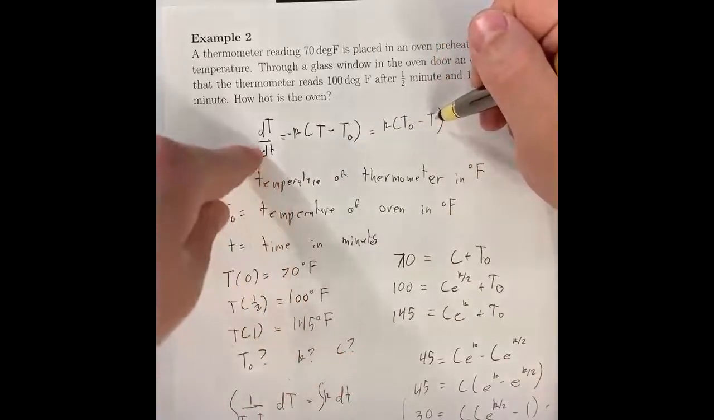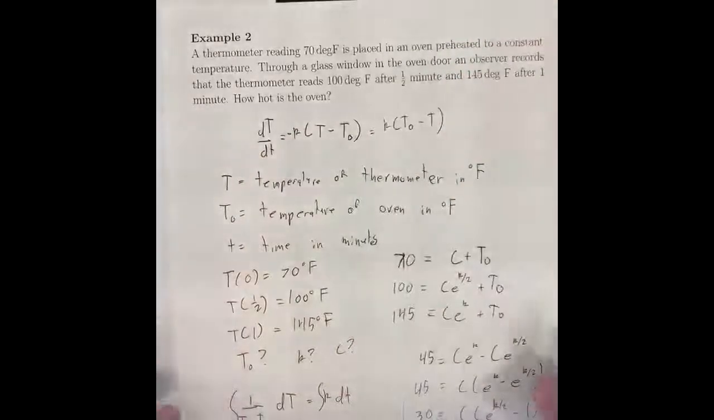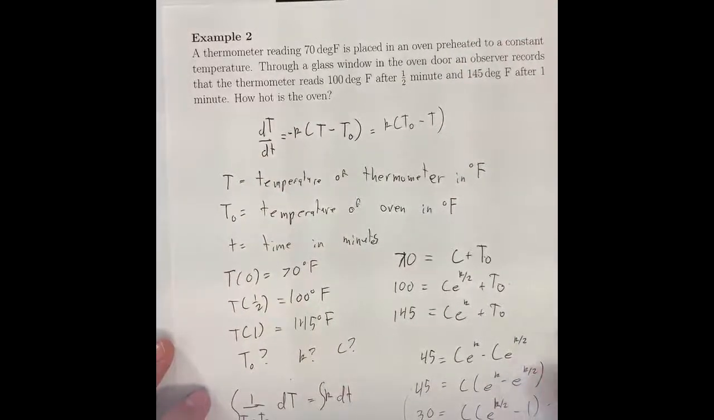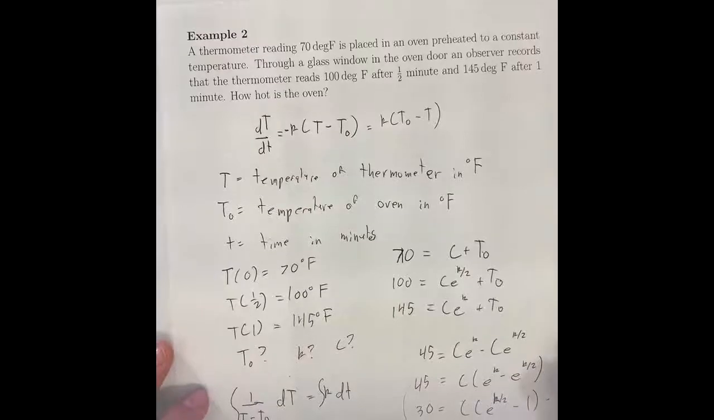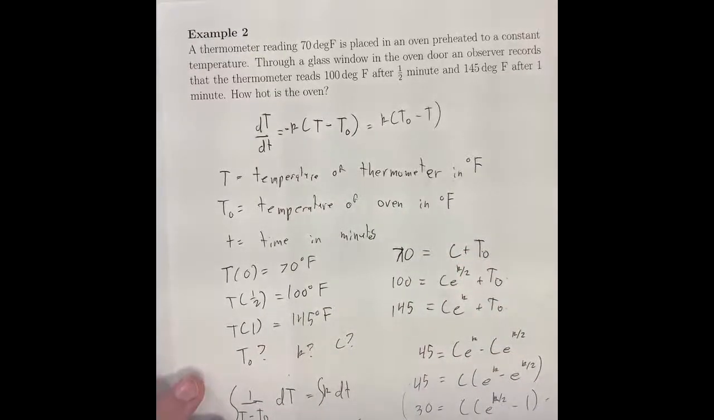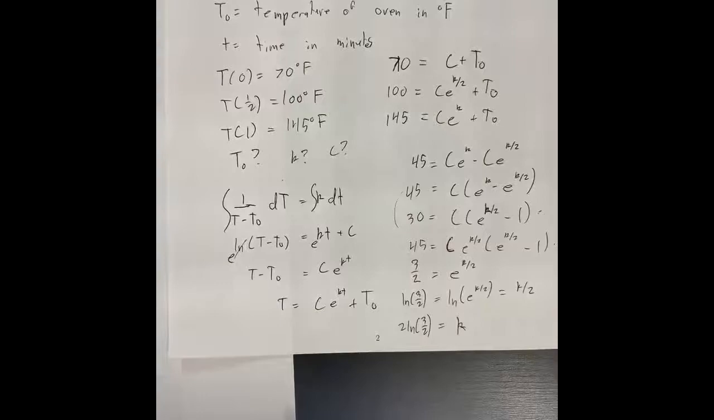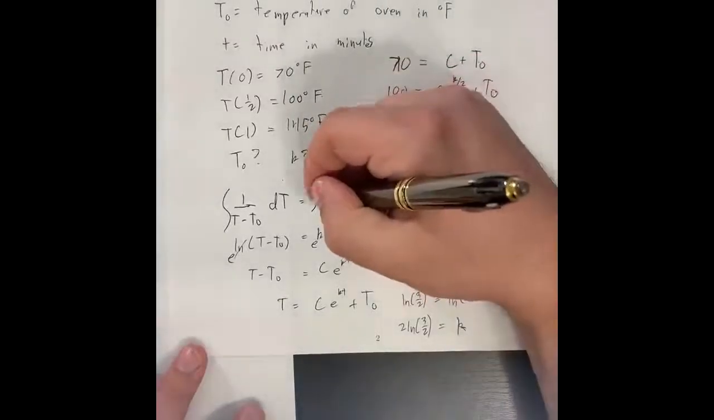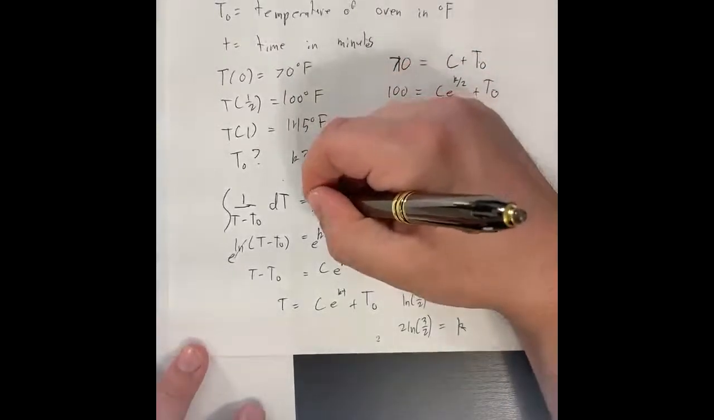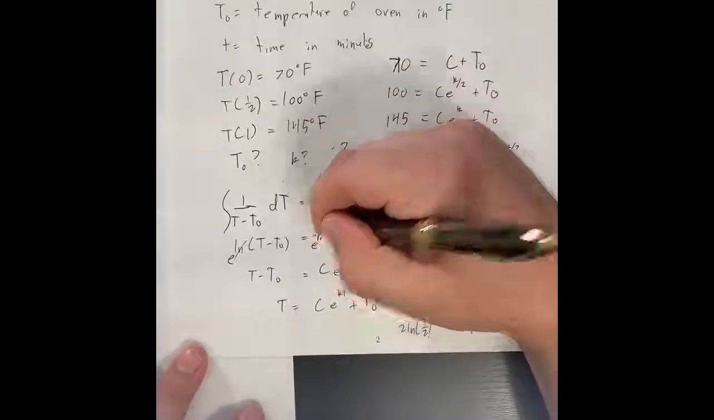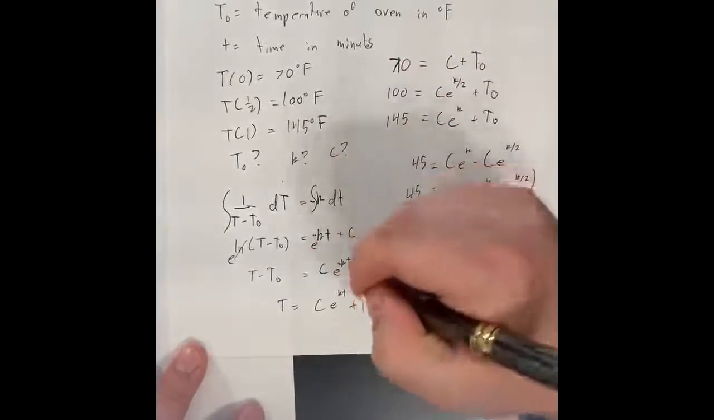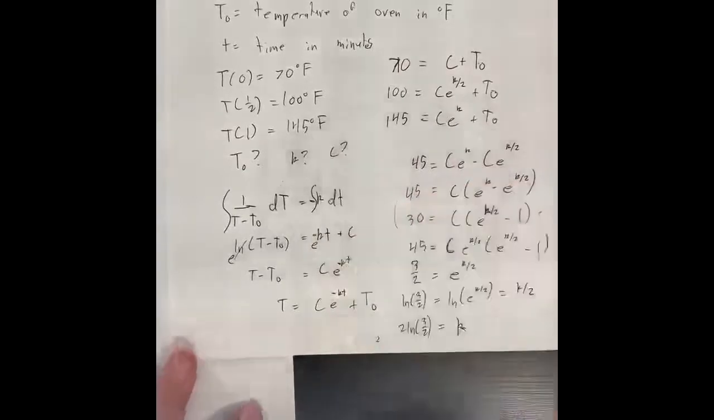Okay, so what does that do to how we wrote the problem? Basically that just flips around this t and t naught here. We'll put the negative here in front of the k. So I put a negative there, negative, negative, negative.